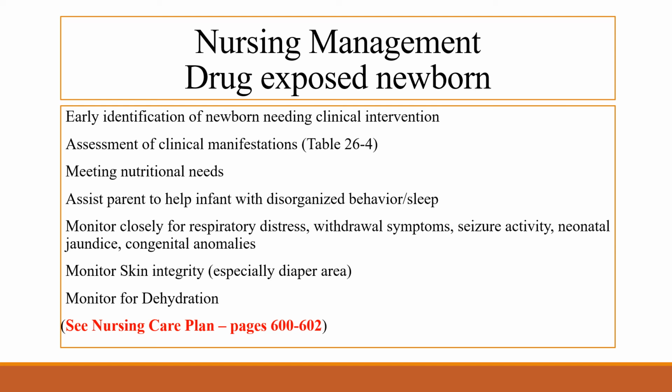There is a nursing care plan on pages 600 to 602 that addresses this as well. I do also want to bring your attention to Table 26-5, which is a neonatal abstinence syndrome, signs and symptoms. It talks about central nervous system disturbances, metabolic disturbances, vasomotor disturbances, respiratory disturbances, and gastrointestinal disturbances. It also gives you some parameters there.